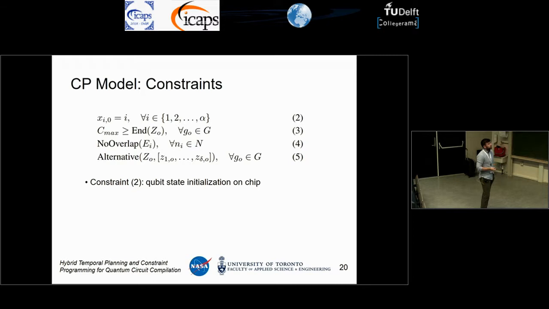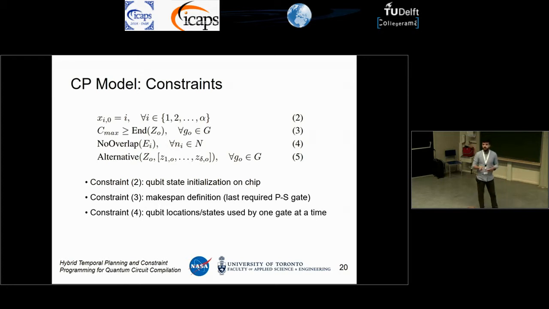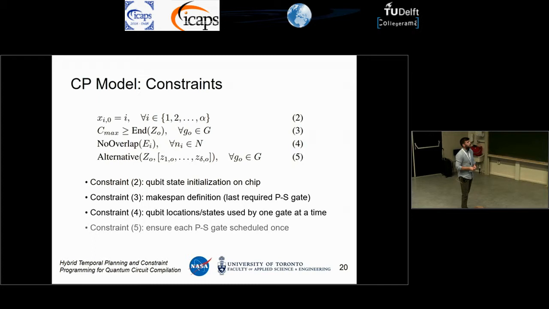As far as the constraints go, we have qubit initialization constraints, and we have our makespan definition, so it has to be at the end time of the last PS gate. And then we also have our capacity constraints saying qubits can only be used by one gate at a time. And then we ensure that each PS gate on that max cut architecture is scheduled exactly once.